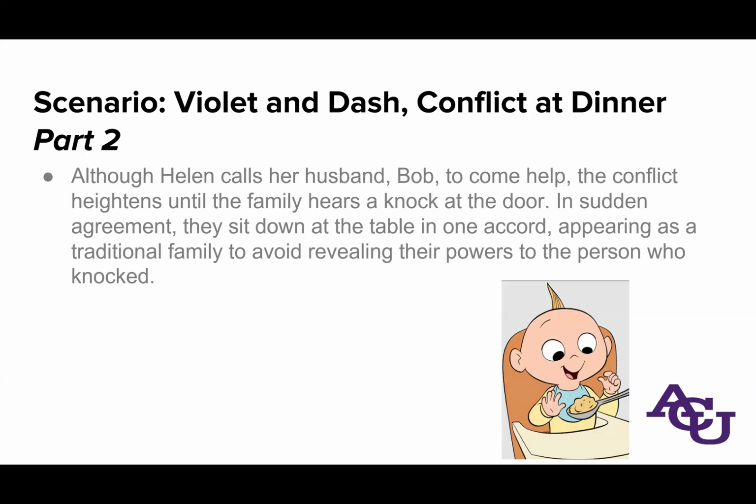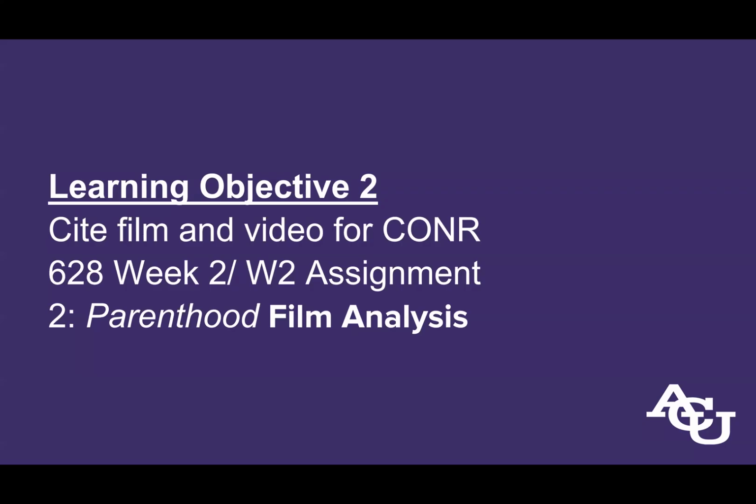Although Helen calls her husband, Bob, to come help, the conflict heightens until the family hears a knock at the door. In sudden agreement, they sit down at the table in one accord, appearing as a traditional family to avoid revealing their powers to the person who knocked. So in this case, they're kind of forced to overcome the conflict. And here we have Jack sitting down, having his dinner, and appearing as a member in a traditional family. So you will use those same approaches that I have used in the example to analyze Parenthood.